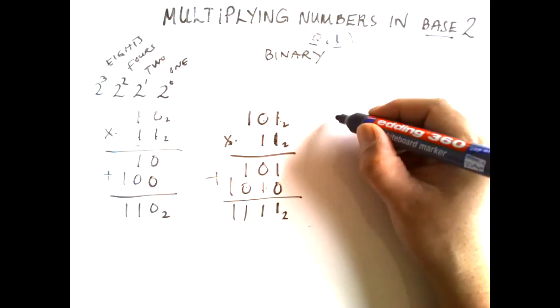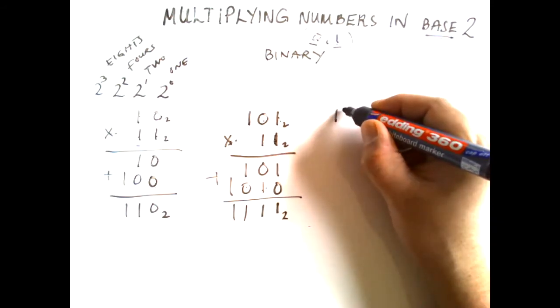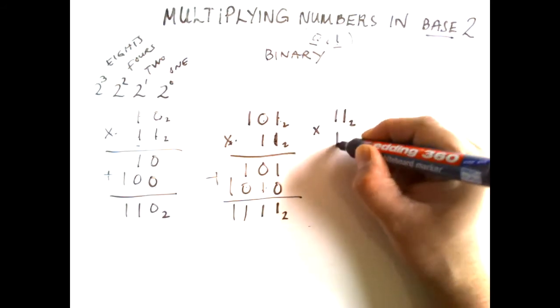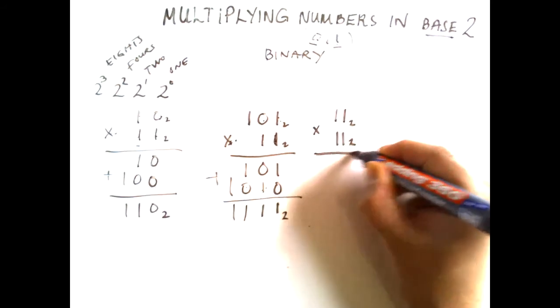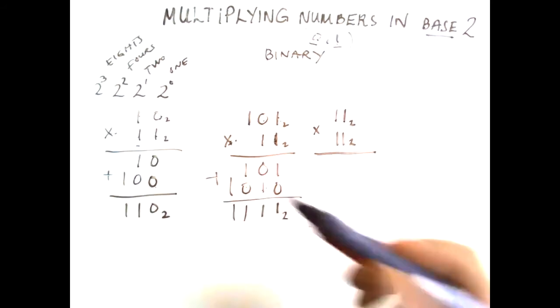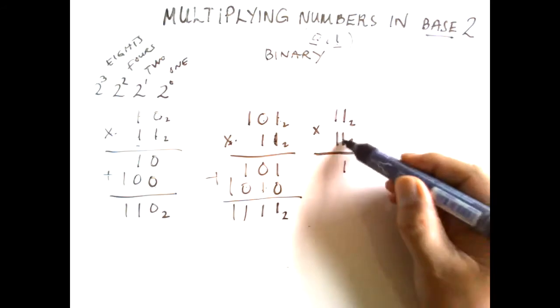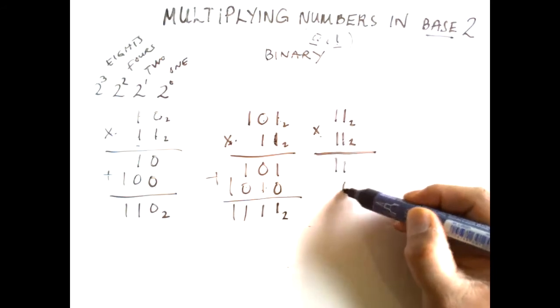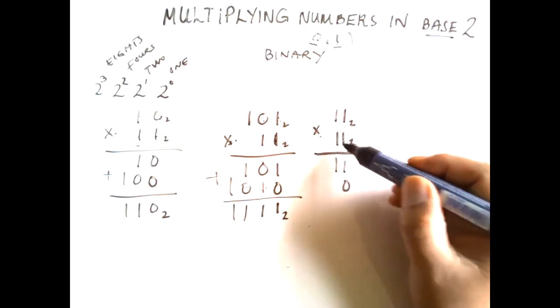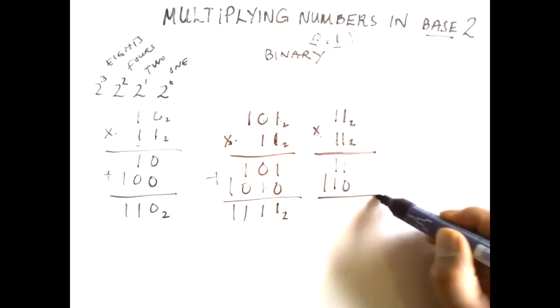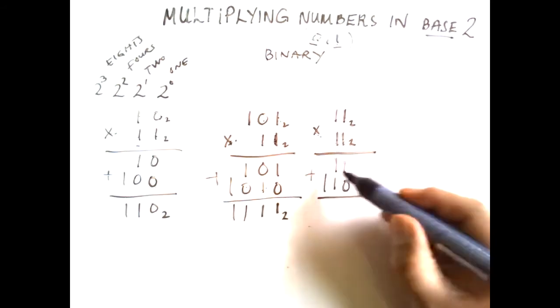Let's say this one, 11 in base 2 times 11. I think there's something here that doesn't exist in the previous examples. So let's try. 1 times 1 is 1. 1 times 1 is 1. Add another 0. Let's go to the second column. 1 times 1 is 1. 1 times 1 is 1. Okay, here it is. So we add them together.